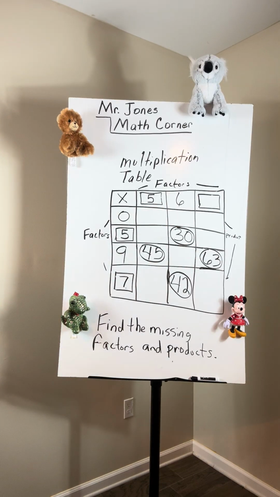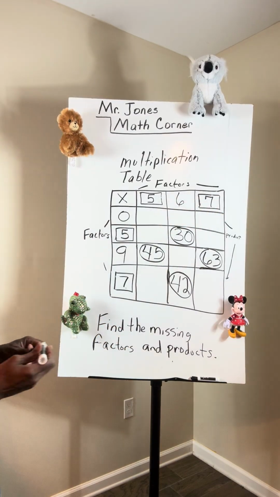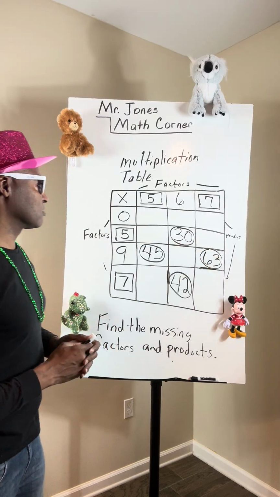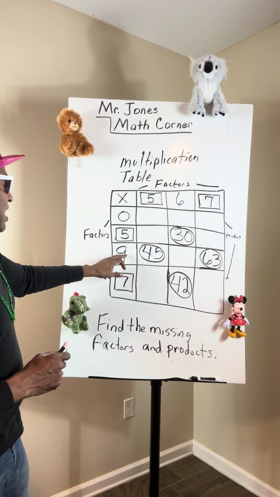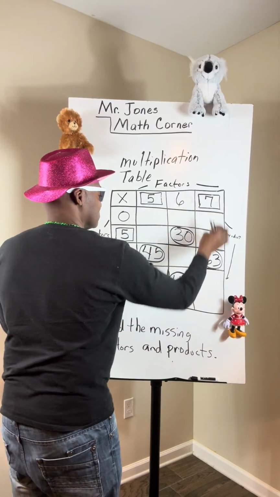Skip count by 9. 9 times 1 is 9. 9 times 2 is 18. 9 times 3 is 27. 9 times 4 is 36. 9 times 5 is 45. 9 times 6 is 54. 9 times 7 is 63. So 7 was our missing factor. 9 times 7 is 63. 7 times 9 is 63. They meet right there in the middle.